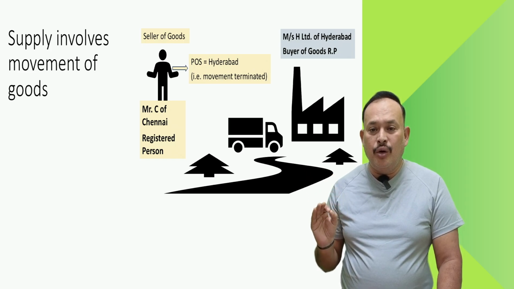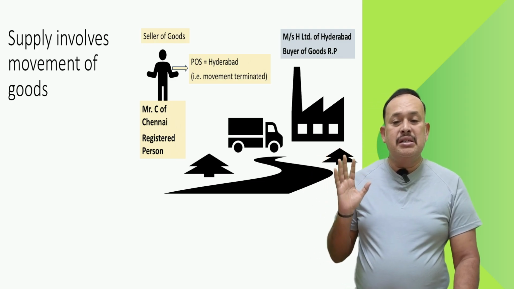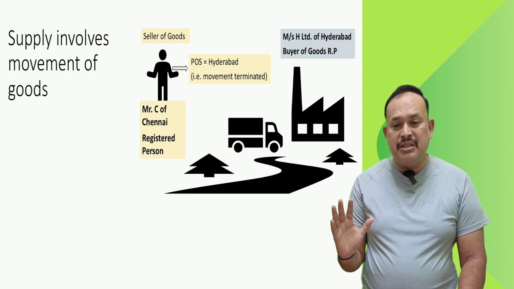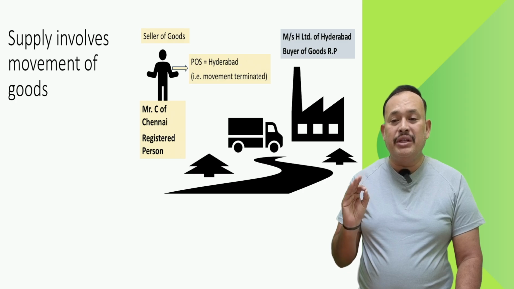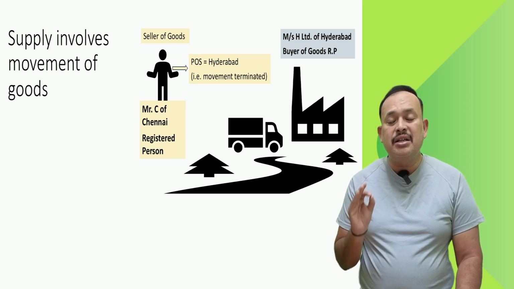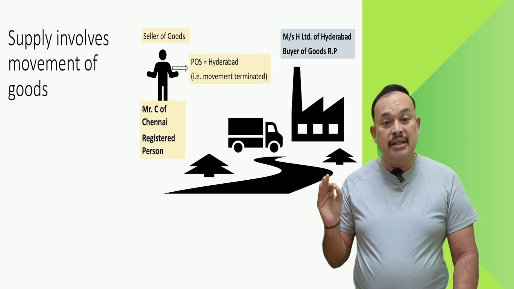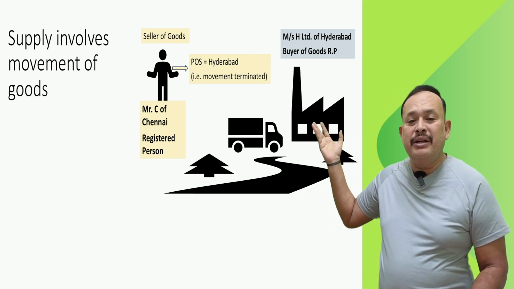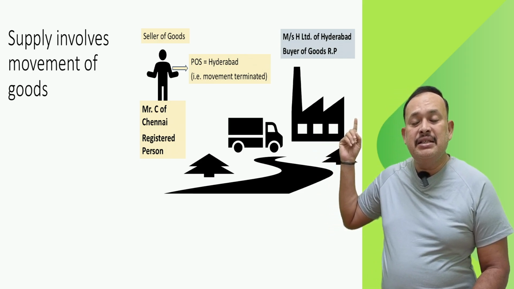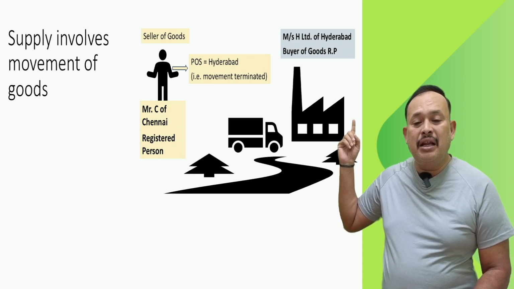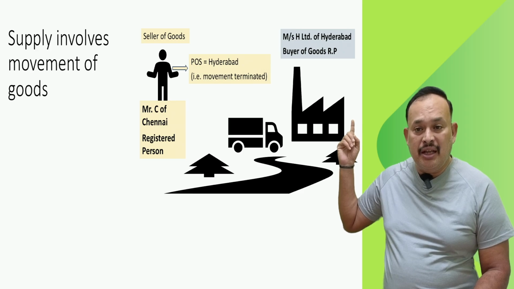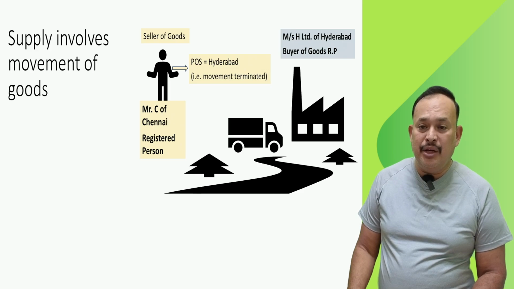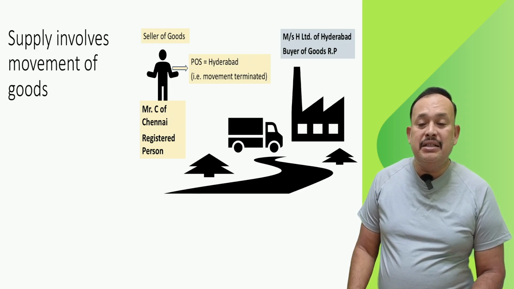Supply involves movement of the goods. Seller, registered person. Buyer, also a registered person. A transaction between two registered persons, we call it a B2B transaction. In that case, place of supply goes where the movement of the goods terminated. In the given case, it is terminated in Hyderabad, namely Telangana. Place of supply goes to Telangana. Location of supplier, Chennai, Tamil Nadu. It is interstate supply.